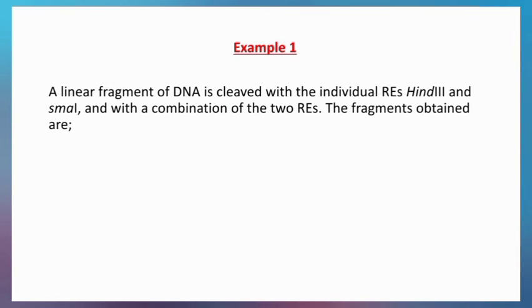There are two types of digestion. We have single digestion and then the double digestion. For a single digestion, only a single restriction enzyme is used. That is, when you use one restriction enzyme to digest the DNA into various smaller fragments, we call it a single digestion. And then when two restriction enzymes are used for the digestion, we call it the double digestion. So let me proceed. This is the question.